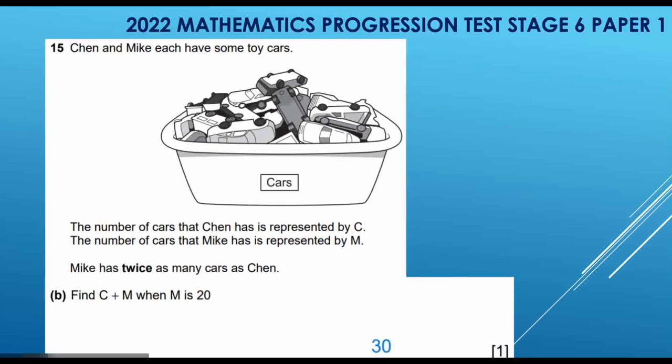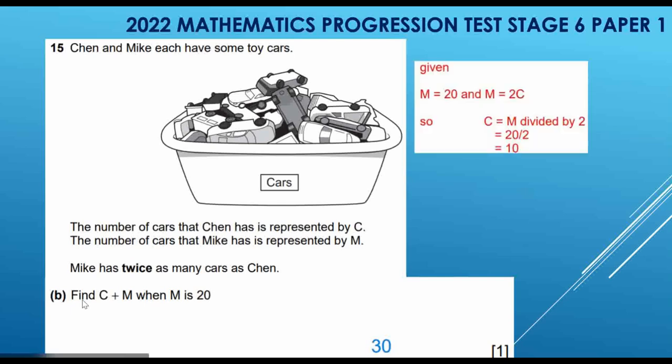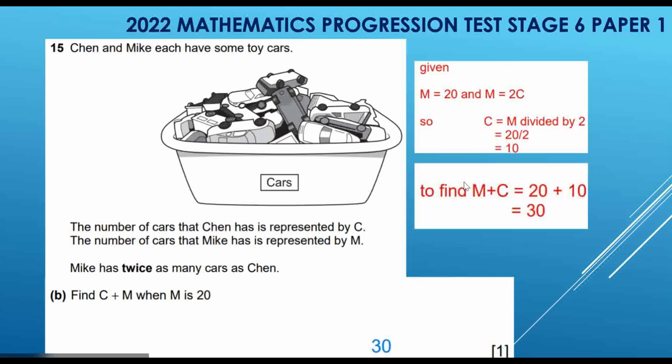Let's see the answer. 30. Got it correct? If not, you can see the explanations. Given M equals 20 and M is equal to 2C. So how to get C? C is M divided by 2. So 20 divided by 2 is 10. And then next we have to find C plus M. So to find M plus C or C plus M, M is 20, C is 10, so 20 plus 10 is 30.